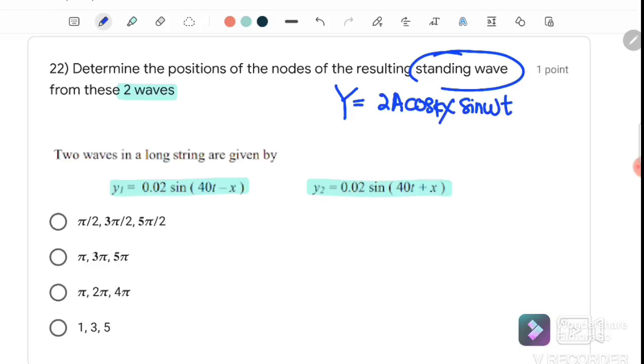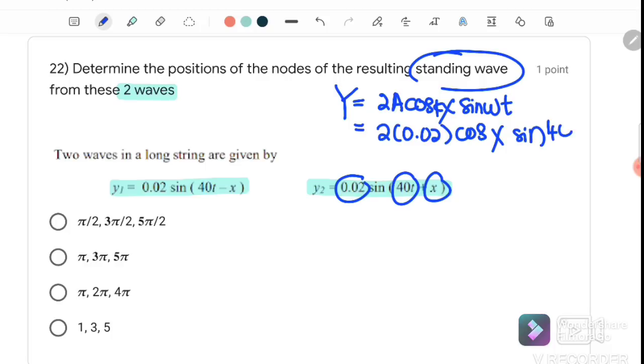So this is the general equation of the standing wave. We substitute 2a, where a is 0.02, cos kx, here kx is only x, sin ωt, here ωt is 40t. So this is the equation after these two waves combine, where y is equal to 0.04 cos x sin 40t. Now we want to find the positions of the nodes.